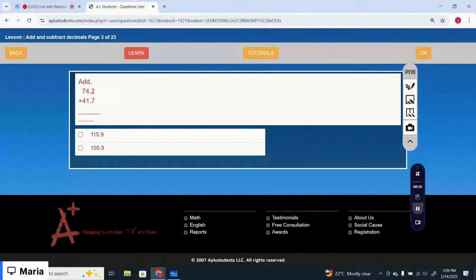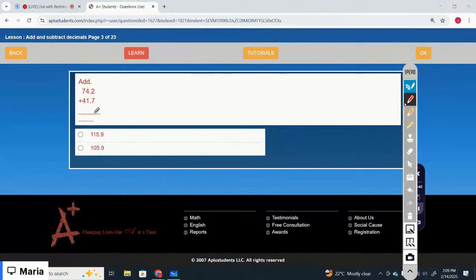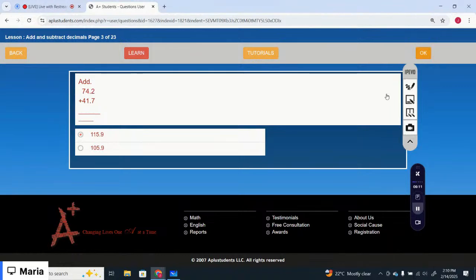74.2 plus 41.7. So just add: 7 plus 2 makes 9, 4 plus 1 makes 5, and 7 plus 4 makes 11. That is 115.9. Option number 1 is the correct option.